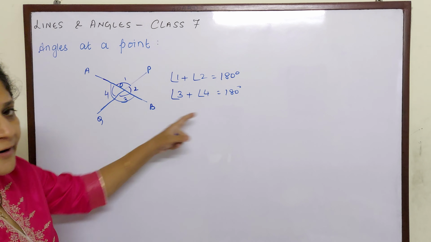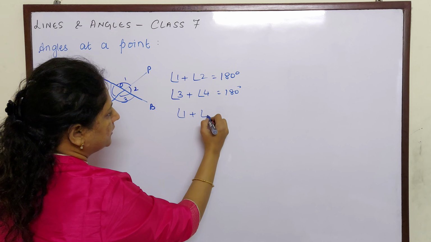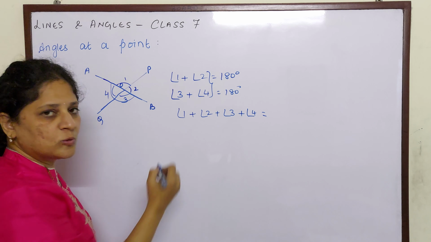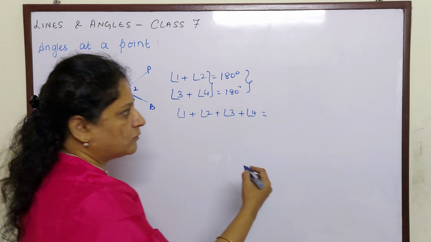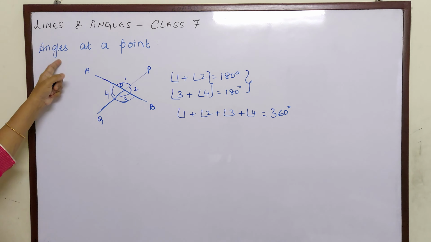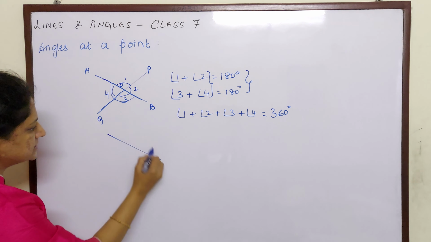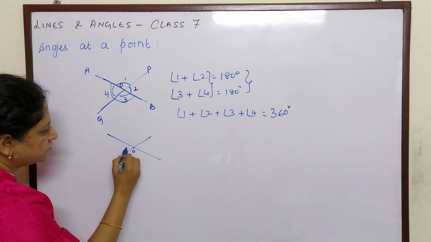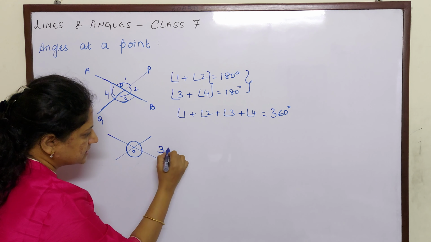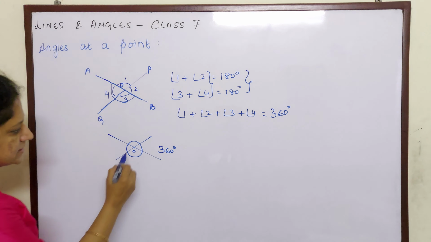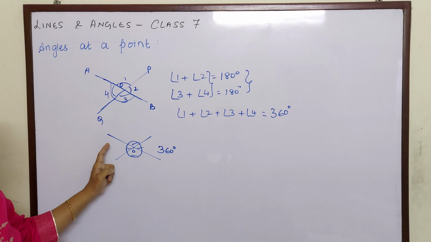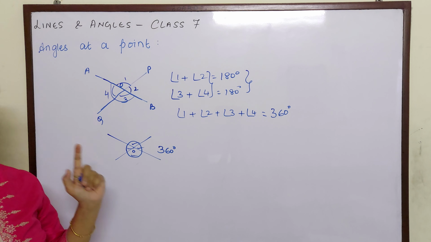Okay. Now if you add all this, angle 1 plus angle 2 plus angle 3 plus angle 4. If you are adding these two on the left hand side, we have to add this also. 180 plus 180 is 360 degrees. So we can say that angles at a point, that is, this is the point, angles formed at a point O add up to 360 degrees. Right? Because this plus this is 180, this plus this is 180. So when you add up all these angles, it will always come up to 360.